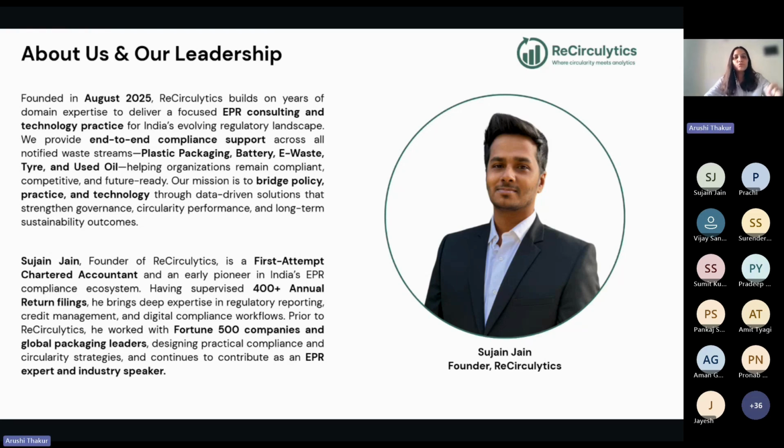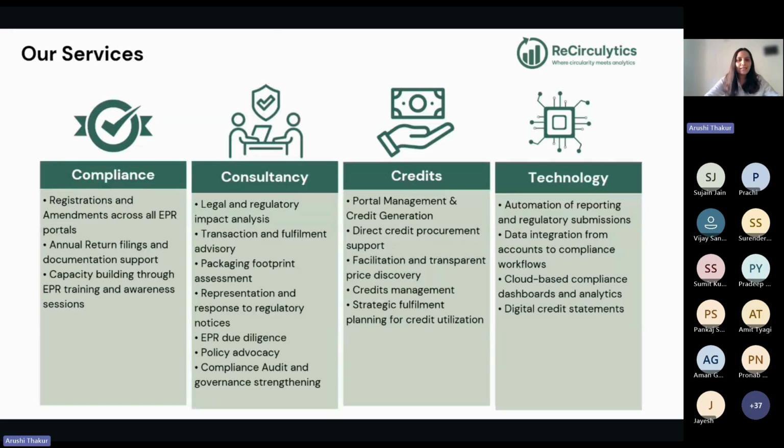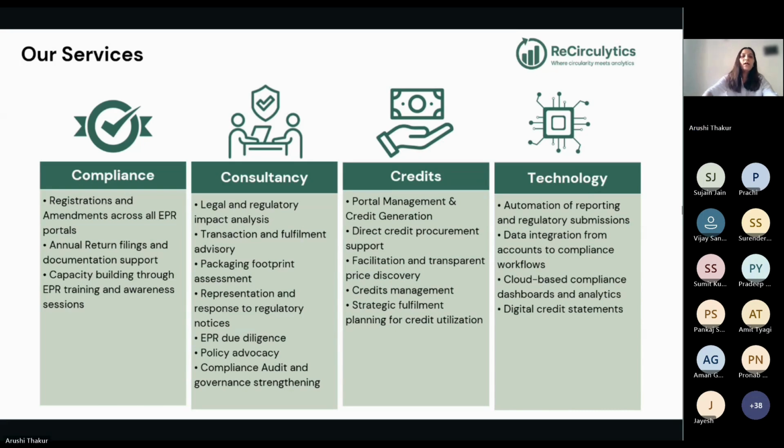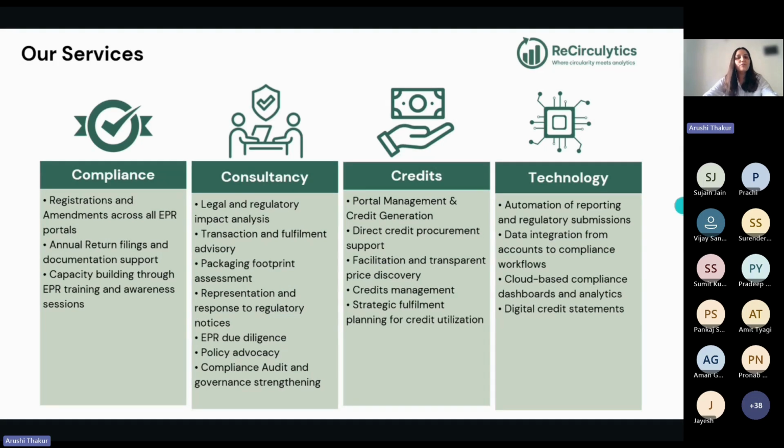Before we move into today's topic, a quick snapshot of how ReCirculytics supports organizations across the EPR lifecycle. Our work spans 4 key verticals, the first being compliance: registrations and amendments across EPR portals, annual return filings and documentation support, capacity building and EPR awareness. Then we have consultancy: legal and regulatory impact analysis, transaction and fulfillment advisory, packaging footprint assessments, regulatory representation, EPR due diligence, EPR policy advocacy, compliance audit, and governance strengthening.